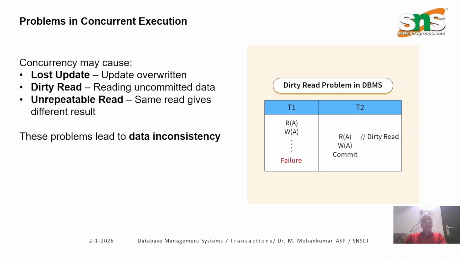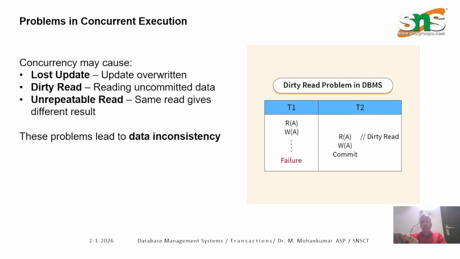Then, problems in concurrent executions. Concurrency may cause the last update to be overwritten. When the transaction fails, it is interrupted, and the system will stop in the current situation. Then again, if the system is corrected, from where that customer left, from there itself we have to start. So it is called a last update.